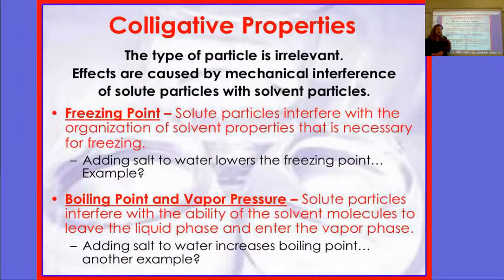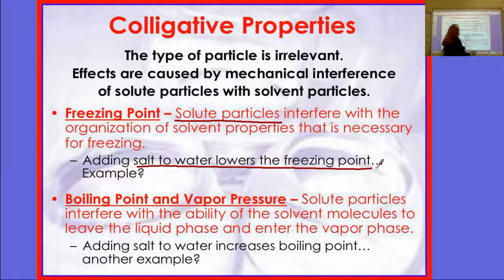Let's talk about freezing point. It only matters how much stuff you have. It does not depend what type. So, if I'm trying to freeze the solute particles, say I have water. If I have table salt dissolved in water, all those sodium and chlorine particles interfere with how water needs to organize itself to freeze. So if you add salt to water, you lower the freezing point. This is super helpful in the wintertime. Can you think of what I'm talking about?